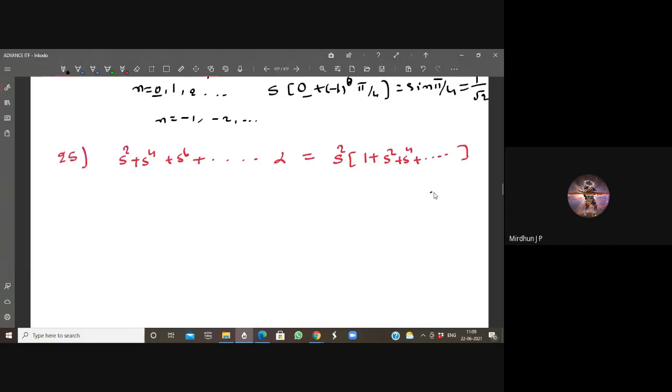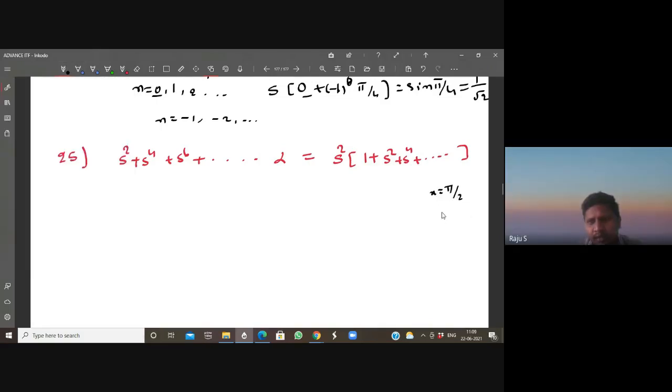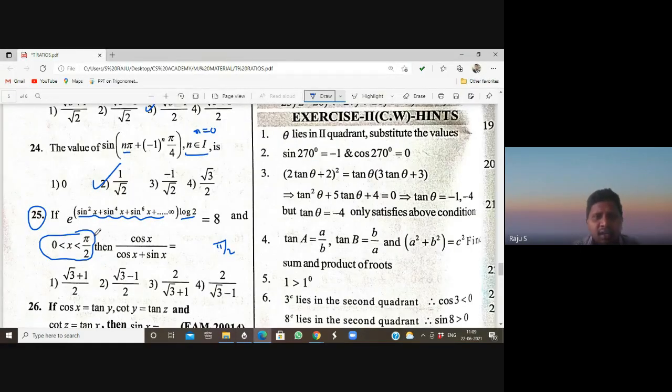When x is equal to 90, the sine 90 value is 1. If I replace it here, we get 1, 1, 1, and so on, infinite. So what is the answer? The answer will be infinity. That is the reason they clearly gave in the question: less than 90.